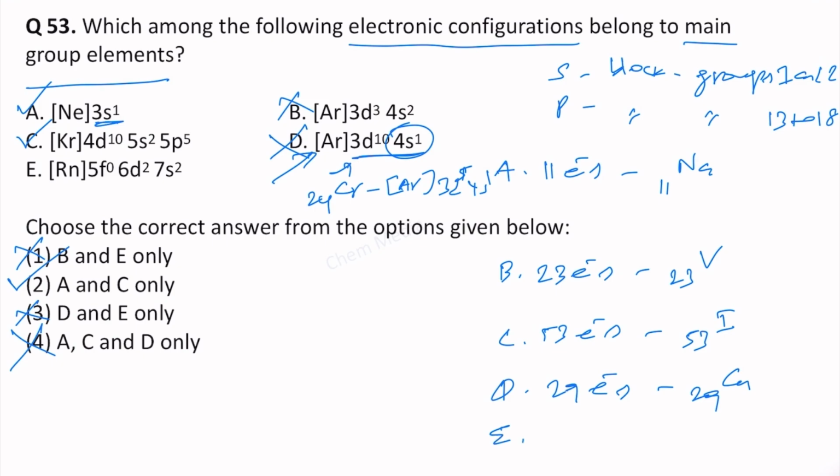E we have radon and then 4 electrons. So 86 plus 4, 90 electrons, which means thorium, which is an F block element, but because 5f, 6d and 7s are energetically close, we write the electronic configuration this way. It is an actinide, but we write the electronic configuration this way. So E shouldn't be there. Option 2 is the only correct choice here.